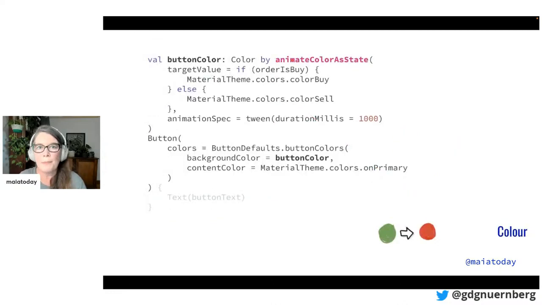So here we have that animate color as state. This is going to return a state object. And what we're saying is the target value of this color: if it's a buy order, then I want it to be this one color, and if it's a sell order, I want it to be the other color. This animate color as state will store the value and it will calculate the interim color values by interpolating between the two colors and return it in the button color.